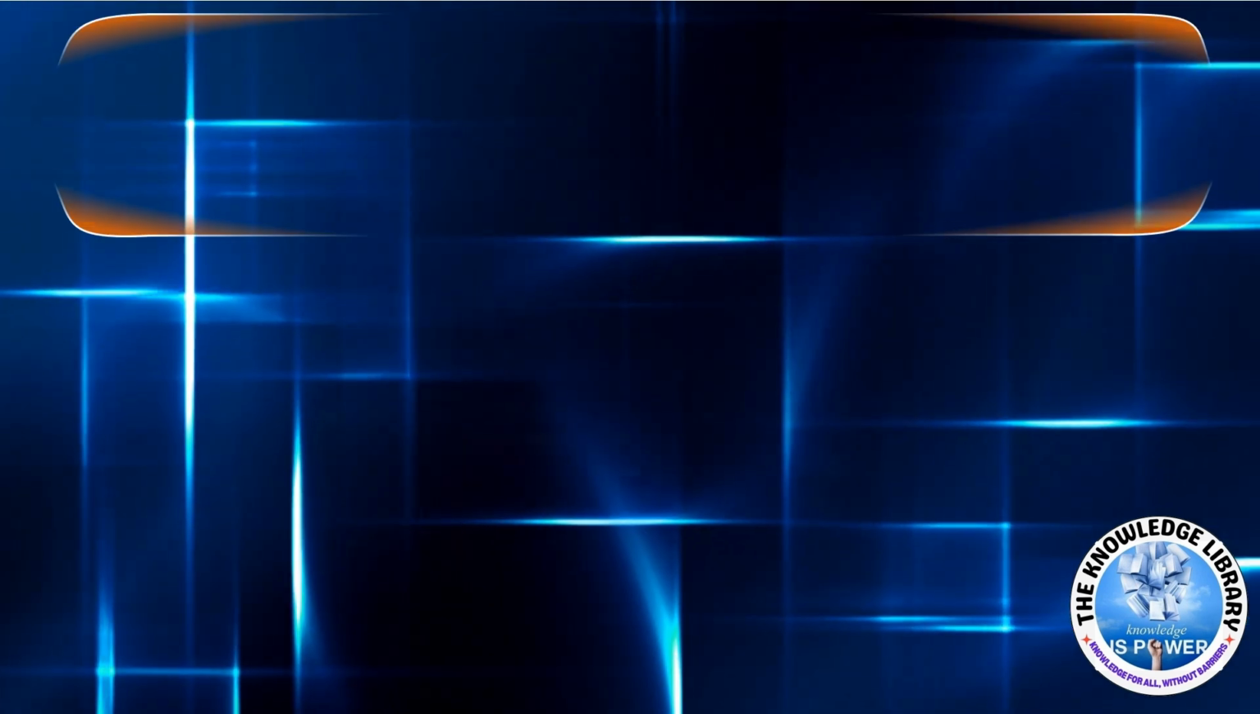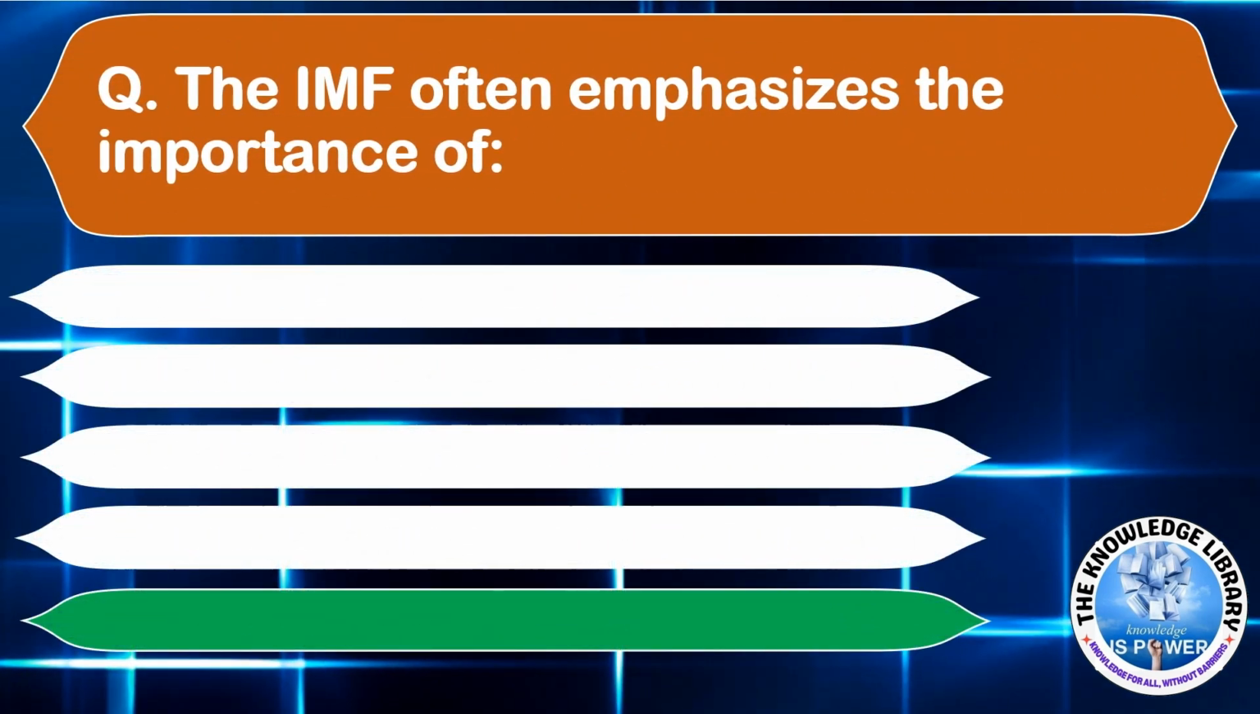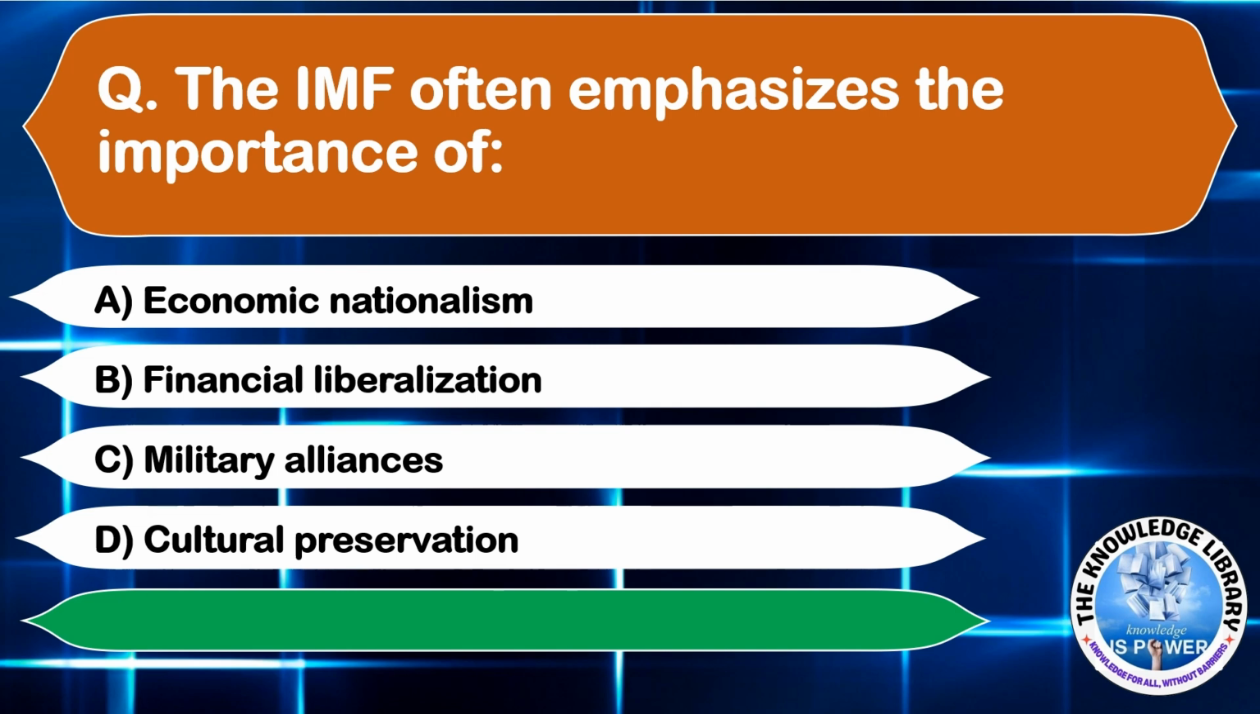Next question is, the IMF often emphasizes the importance of option A, economic nationalism. Option B, financial liberalization. Option C, military alliances. Option D, cultural preservation. Answer is option B, financial liberalization.